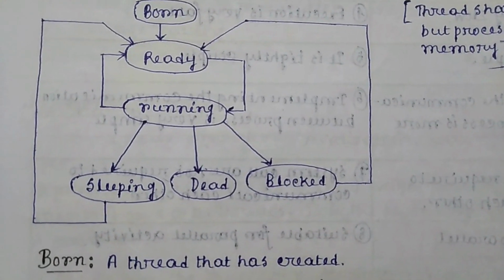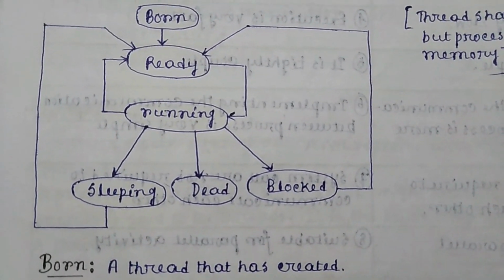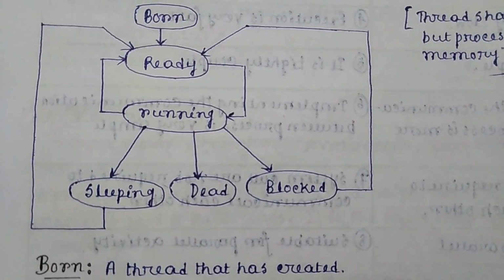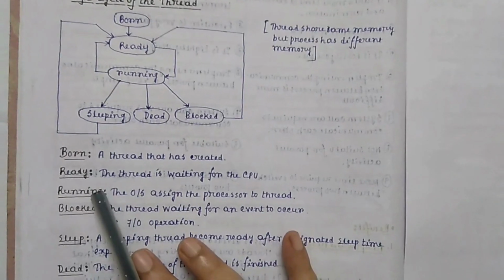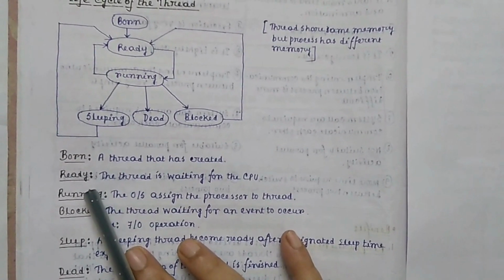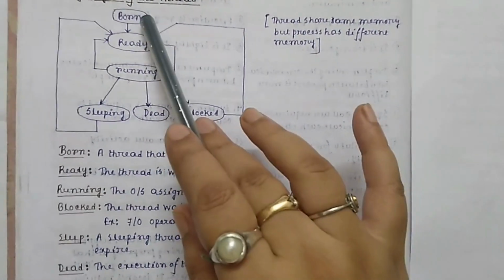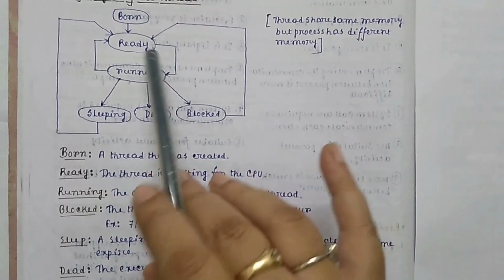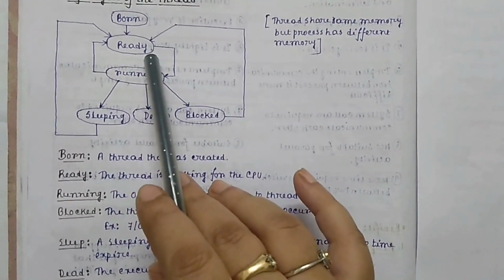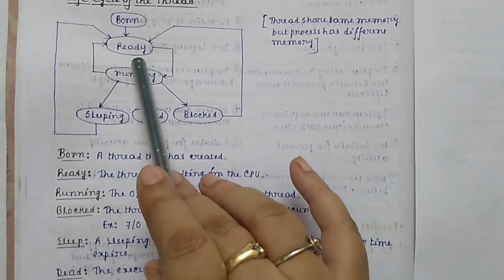First comes the born stage. Born means when a thread has been created. The second stage is ready. That means after creation, a thread is waiting for the CPU through the ready stage.